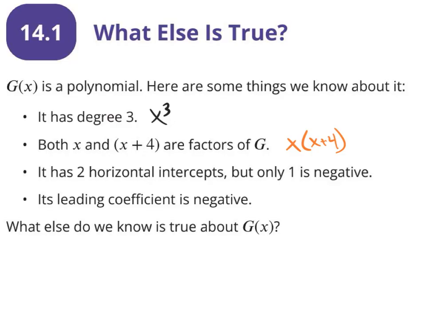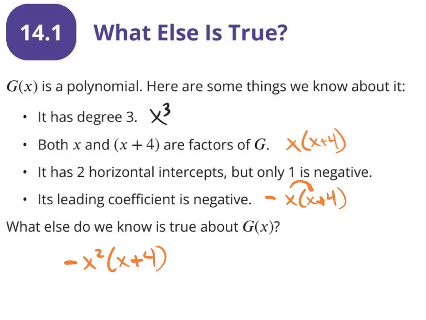Its leading coefficient is negative, so that means it's negative x times x plus 4. But if we were to distribute this x, we would get negative x squared, not negative x cubed. So one of these has to have multiplicity. I don't know which one, so I will just put the multiplicity first: negative x squared times x plus 4.